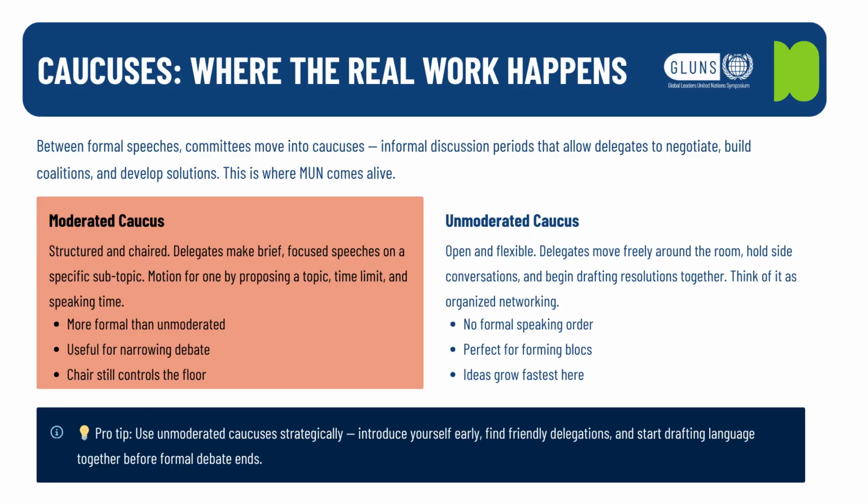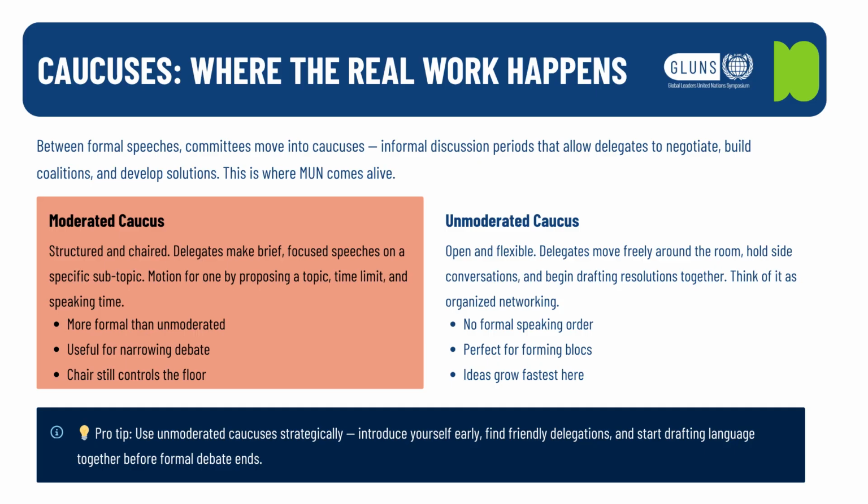So 2 motions you'll use constantly in GA, moderated and unmoderated caucus. So moderated caucus is structured debate with a specific subtopic. The chair stays in control and calls on speakers one at a time. Formal debate, might I say. Use it when you want focused discussion, comparing positions, exploring specific solutions, or responding to something the delegate just said. So the phrasing, if you want to raise moderated caucus, is the delegation of dash country motions for a moderated caucus on this topic. Total time X minutes, Y seconds per speaker.